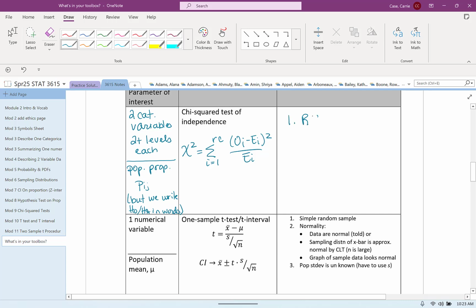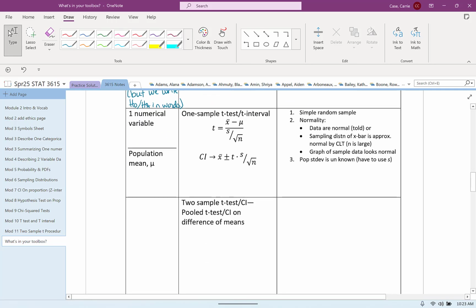We still just have to have a random sample or 2 random samples if we do it separately for each variable, and all of our Ei's have to be greater than or equal to 5, just like the test of proportions. So it's nice that those conditions are the same. We don't have to remember different things.